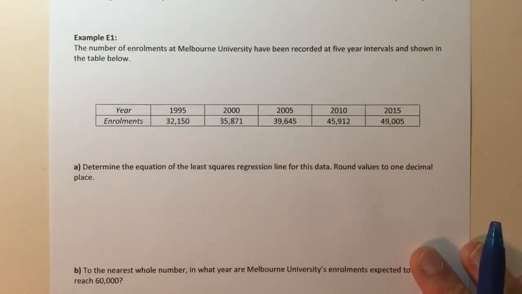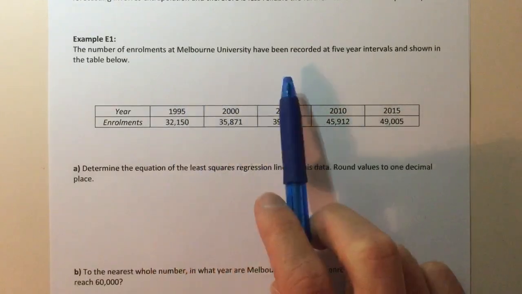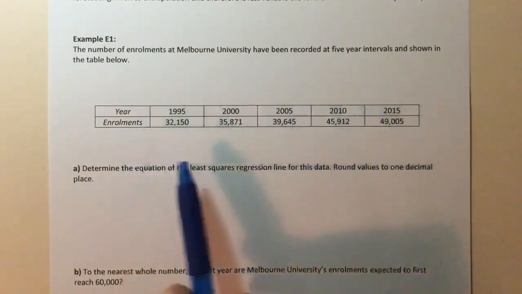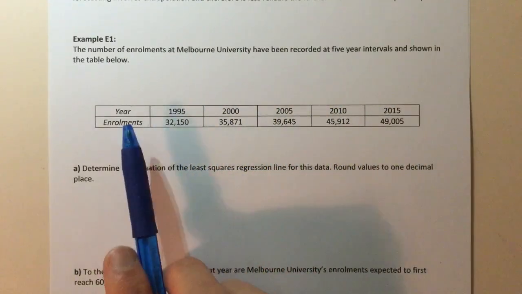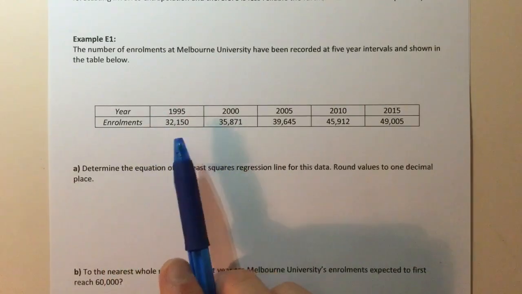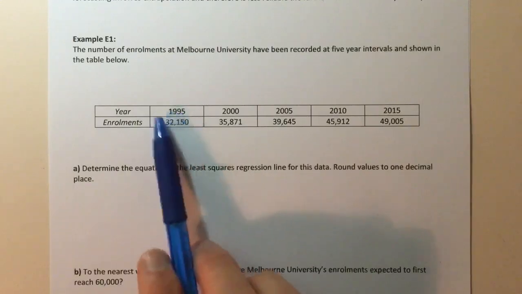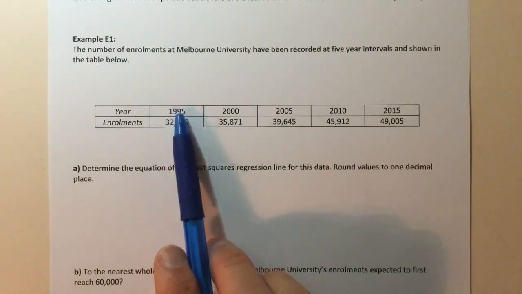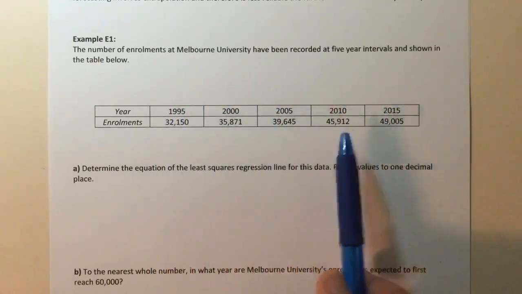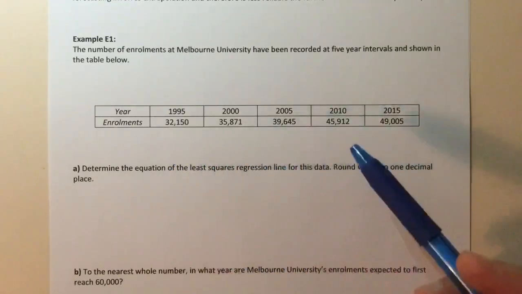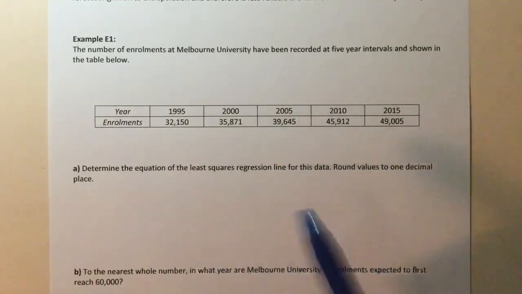Our data in this question is the number of enrolments at Melbourne University, which has been recorded at 5-year intervals and shown in the table below. This is a little bit of a tricky one. We're going to put this data into our calculator. A lot of the time with time series data, we often just start from the number 1. So the first time period is just 1, and we put the numbers in as 1, 2, 3, 4, 5. So if it was days of the week, like Monday, Tuesday, Wednesday, you would just put that into your calculator as 1, 2, 3, and so on.